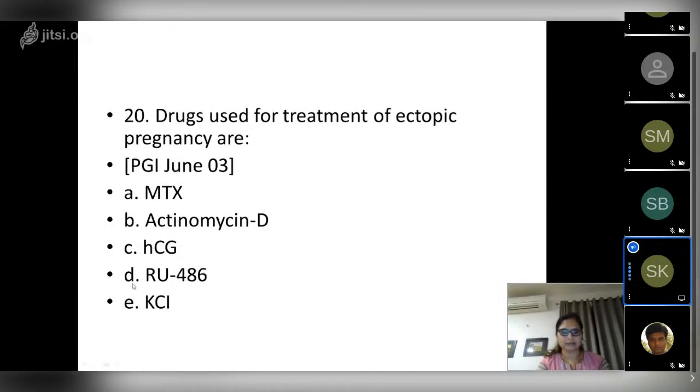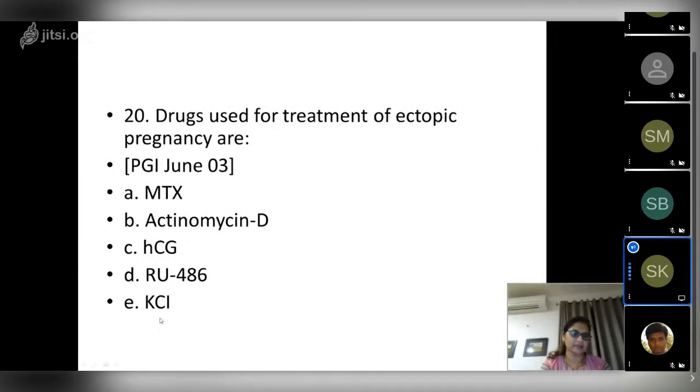Any other indication for KCl in obstetrics? Anybody? Where else is KCl used in obstetrics? Now, as I told, they inject this KCl into the ectopic gestational sac. So any other indication where they use this KCl in obstetrics? Anybody? It is used in fetal reduction.